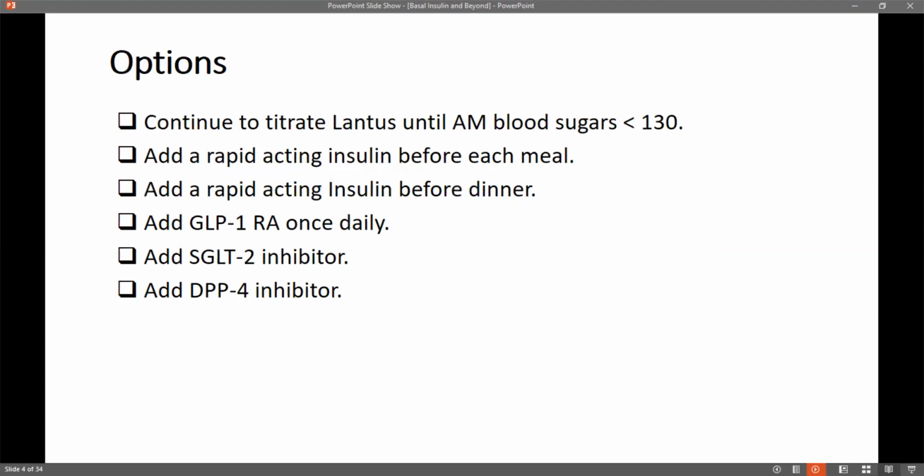We can talk to her about adding a GLP-1, a daily or a weekly injection. We can add an SGLT2 inhibitor, or we can do a DPP4 inhibitor. I should tell you, which I didn't mention initially, that her kidney functions were normal. Her GFR was greater than 60, and she was appropriately on the full dose of metformin as a result of that. So these are some of the options that we have, but what I want to discuss is what we should do in a step-by-step fashion.